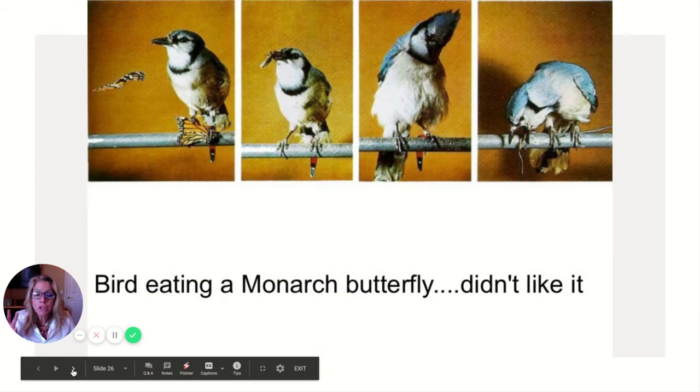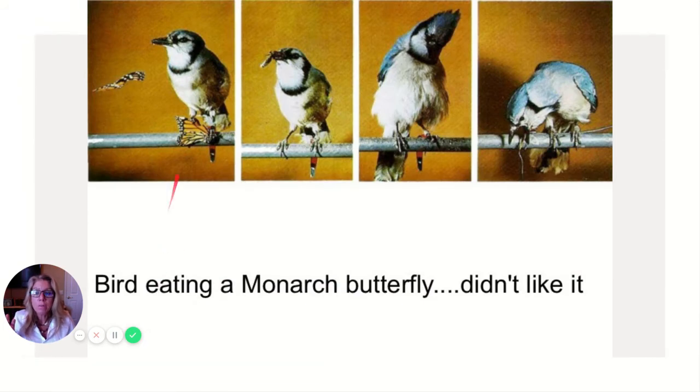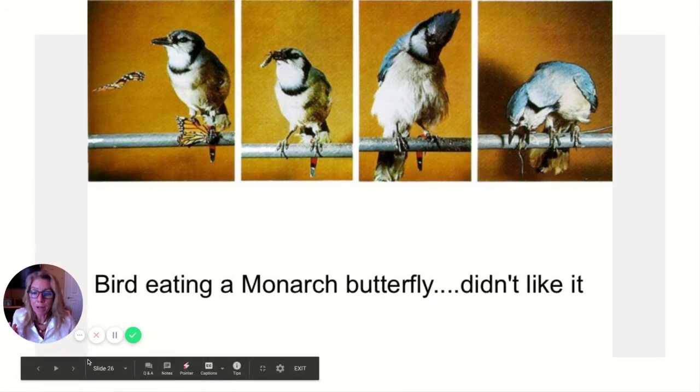The first one I wanna show you though is this is a bird eating a monarch butterfly. So he goes to eat the monarch butterfly, it's here in his mouth, right? And then all of a sudden it's making him so sick that he throws it up. Look, he's throwing up the monarch butterfly. So he's gonna associate that color, right? That black and orange color of the monarch butterfly, which is also the viceroy butterfly. And he will associate that with making him sick, so he will not eat that butterfly anymore.